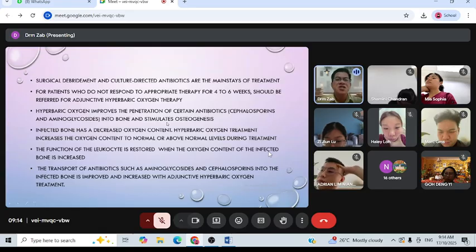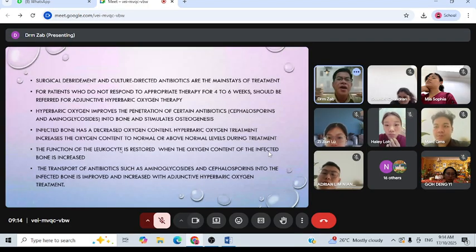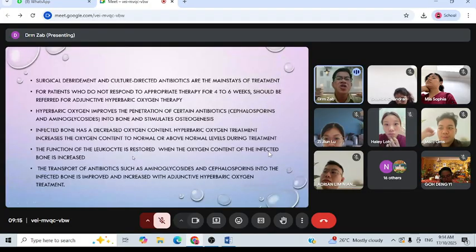It stimulates osteogenesis. So the infected bone, which has a decreased oxygen content, once you expose the patient to hyperbaric oxygen therapy, the blood circulation will improve, and that will allow good bony healing. Okay, the immune response also will be restored, the function of the leukocyte will be restored, and then with the increased immune activity, the infection will be reduced. And then the penetration of the antibiotic also will be improved by hyperbaric oxygen therapy.